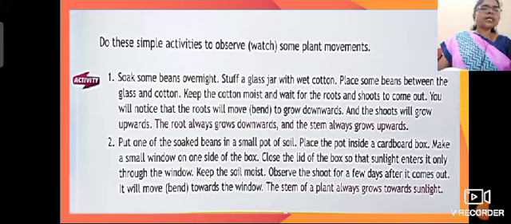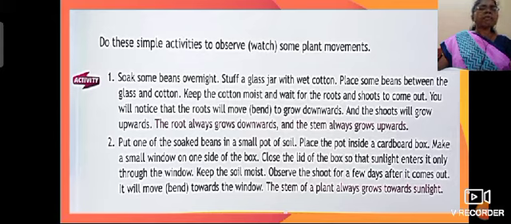You will notice that the roots will bend down to the bottom of the glass, to grow downwards, and the shoots and the stem will grow upwards. The root always grows downwards and the stem always grows upwards.